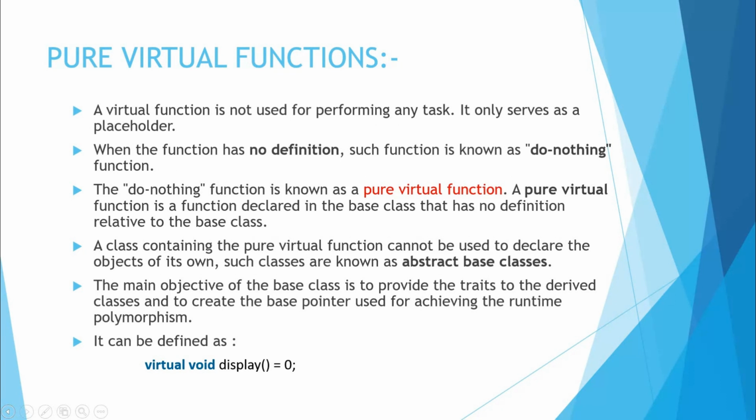Now what are pure virtual functions? A virtual function is not used for performing any task. It only serves as a placeholder. When the function has no definition, such a function is known as a do-nothing function. The do-nothing function is known as a pure virtual function. A pure virtual function is a function declared in the base class that has no definition relative to the base class. The main objective of the base class is to provide the traits to the derived class and to create the base pointer used for achieving runtime polymorphism. It can be defined as virtual void display() = 0.